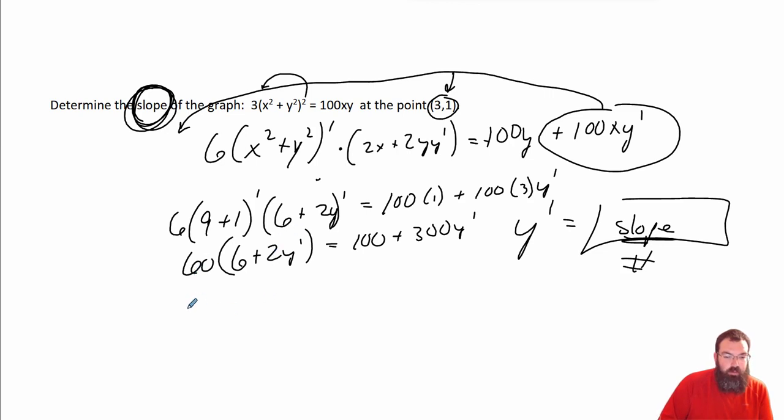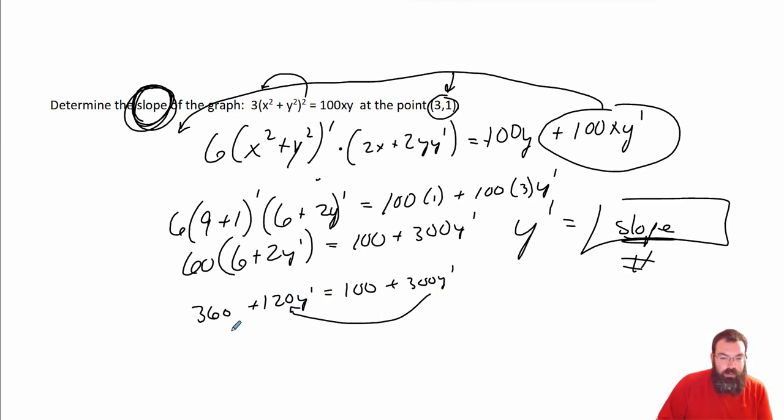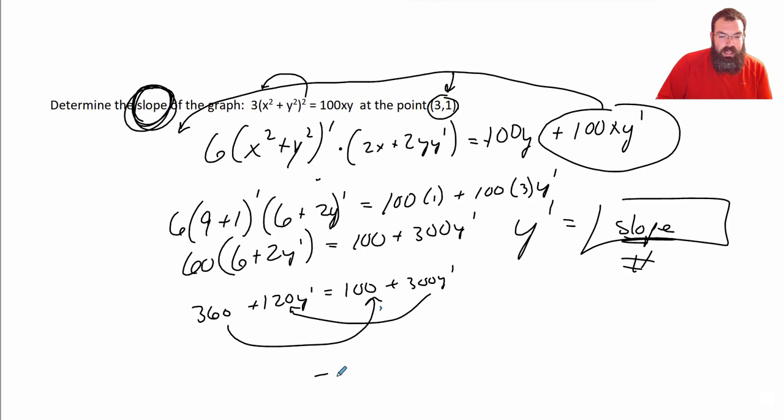Let's distribute here a little bit. I get 360 plus, that's 120 y prime equals 100 plus 300 y prime. I'm going to bring the y primes over here and this over here. So I get negative 180 y prime equals negative 260. Divide that by negative 180, so it's positive 260 over 180.